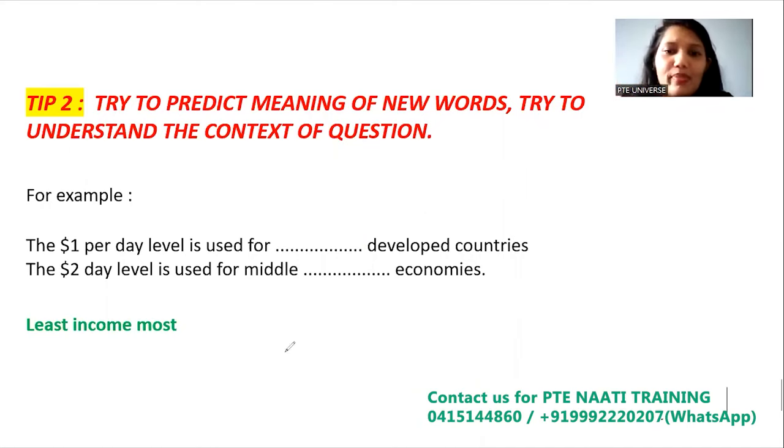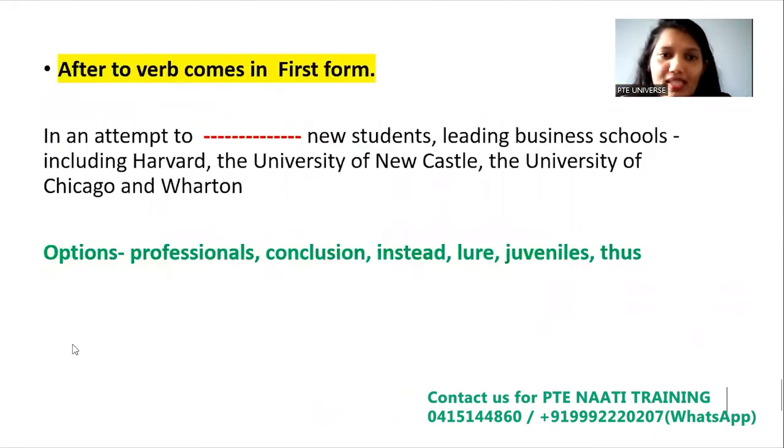Let's see this with an example. $1 per day level is used for... $1 is very little, so of course it will be for least developed countries, not for the most. $2 a day level is used for middle income economies, which is the collocation. I'll talk about collocation also very shortly. So tip number 2, again I'm repeating: don't worry about vocabulary. In case you don't know the meaning of new words, you can try to predict based on context. Now see this question.